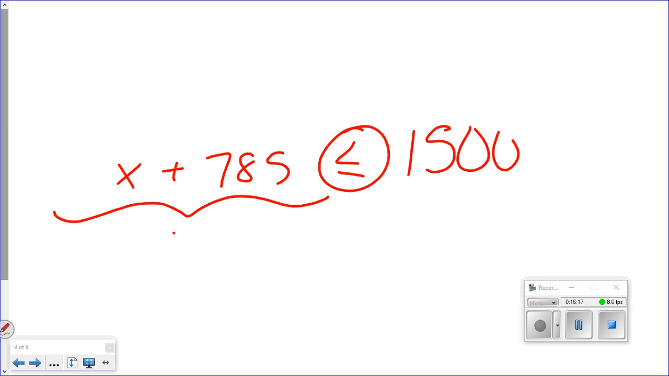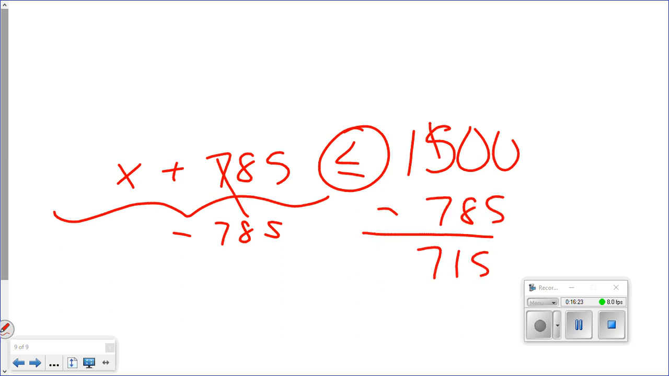Now, if I minus 785, I think it's 715 if I do my math correctly. 4, 9, 10, 5, 1, 7. So X would be less than or equal to 715 minutes. What does that mean? What does that answer mean? Yes, he has less than or equal to 715 minutes left to talk on that phone.